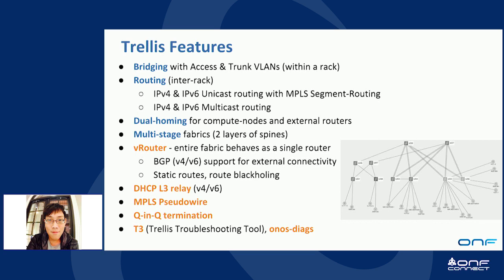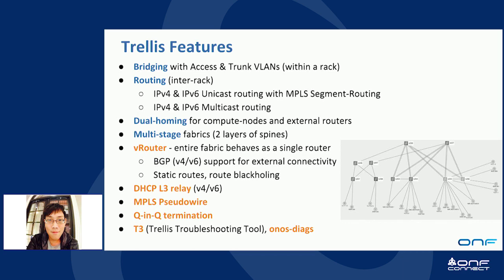Basically, the entire leaf spine fabric controlled by Trellis is considered as a single big router from the view of the external network, from the upstream router. We have Quaggas that speak BGP v4 and BGP v6 to exchange routing information. We also support static route configuration and route blackholing.